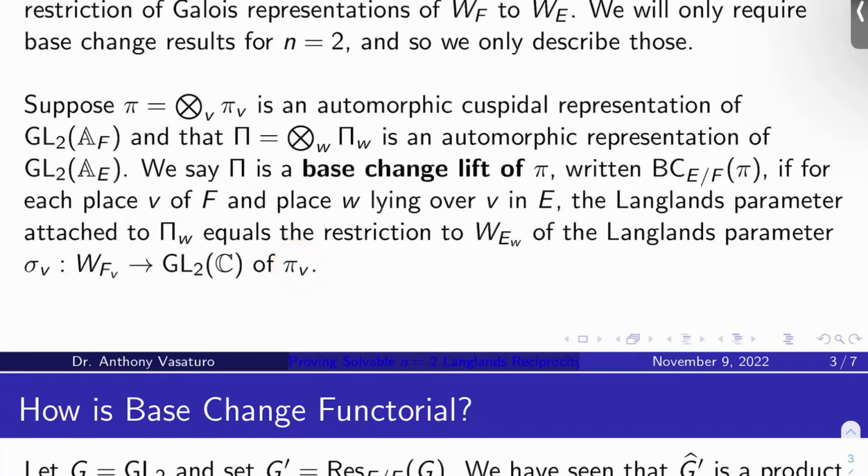So what's going on here is you just have this Langlands parameter, right? Now, W sub E sub w lives here because little w lies over v. And so you can restrict this map down. Okay, but also big Pi sub w just has a Langlands parameter similarly, right? Well, that's a representation of W sub E sub w. If those two representations of W sub E sub w agree, we're going to say big Pi is a base change lift of little pi.